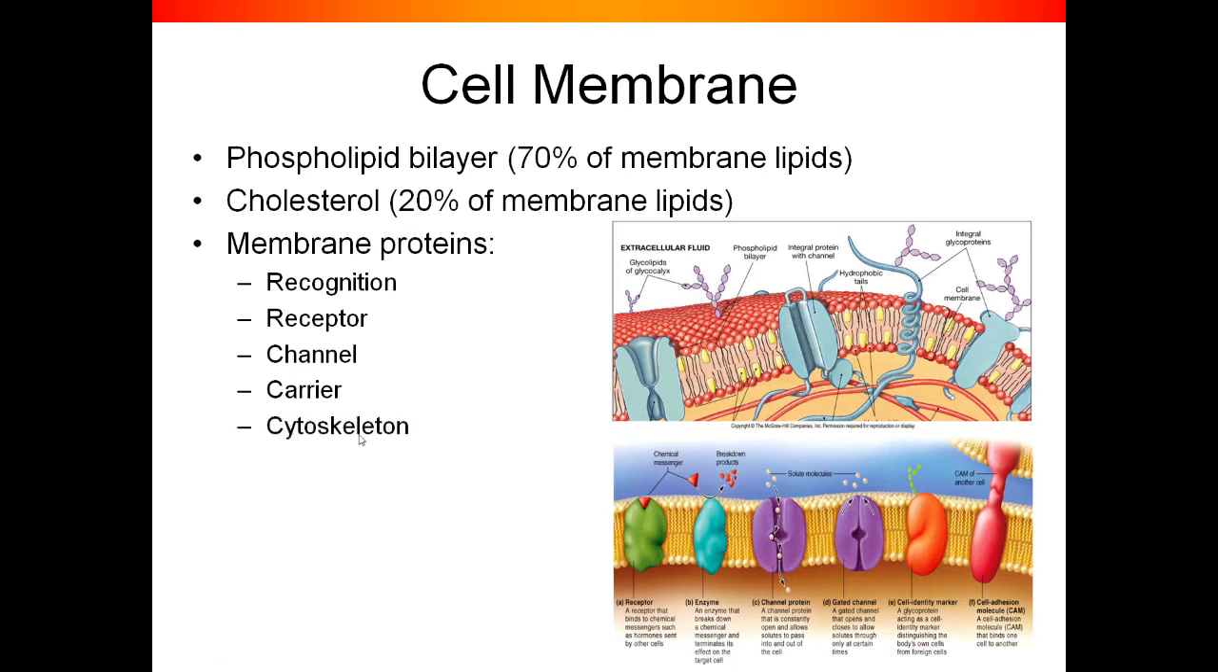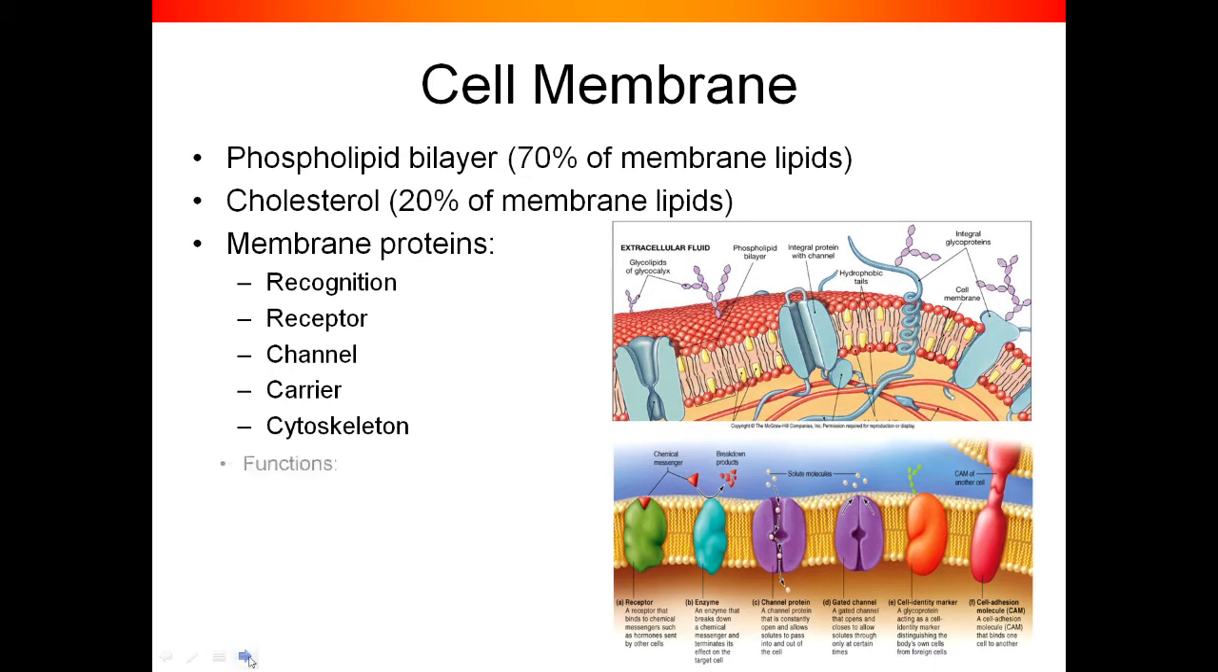We also have the cytoskeleton proteins. In here you can see cytoskeleton proteins down here attaching to integral proteins in the cell membrane. These cytoskeleton proteins are going to help to support the cell, and also these integral proteins are going to attach to the cytoskeletal structures in order to hold the cell membrane to the cytoskeleton.